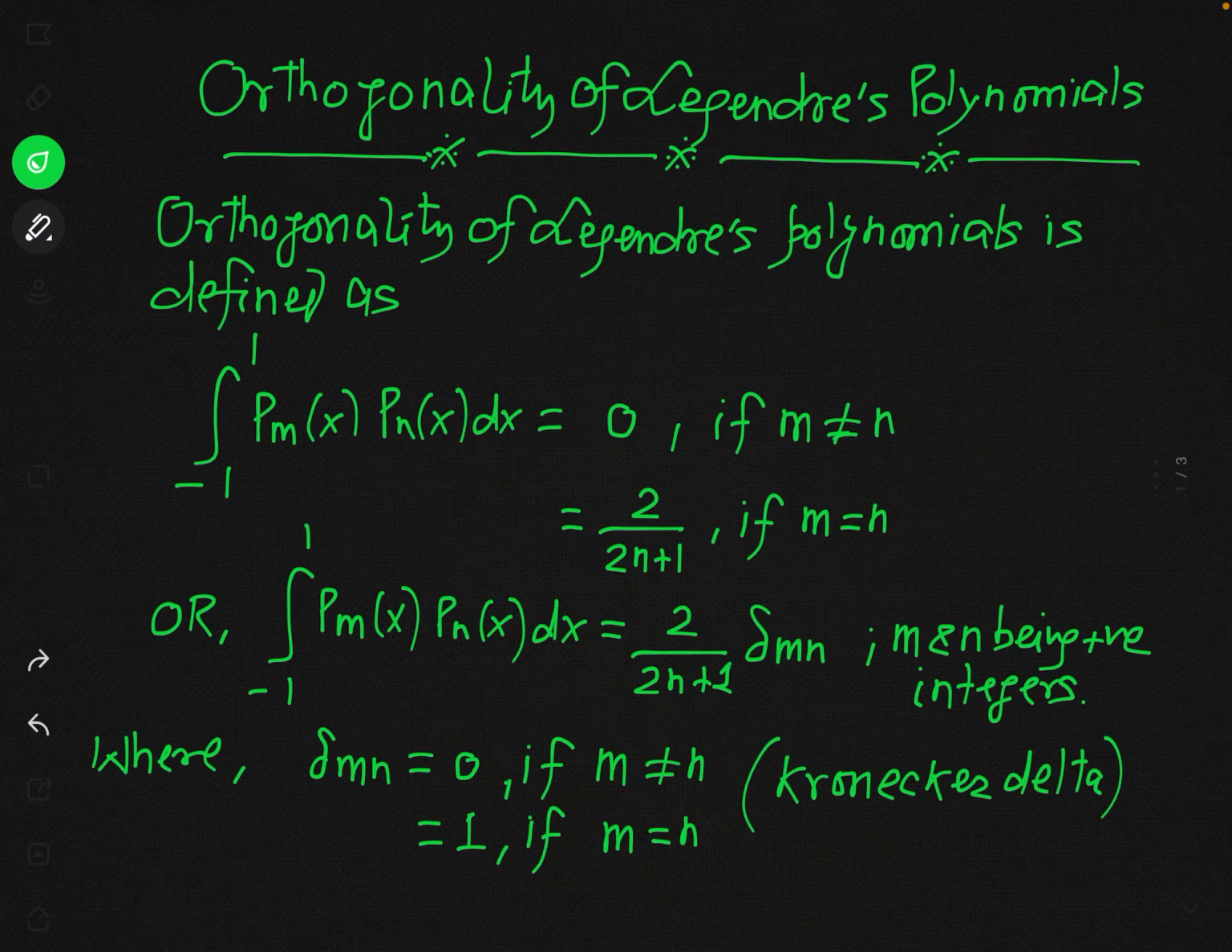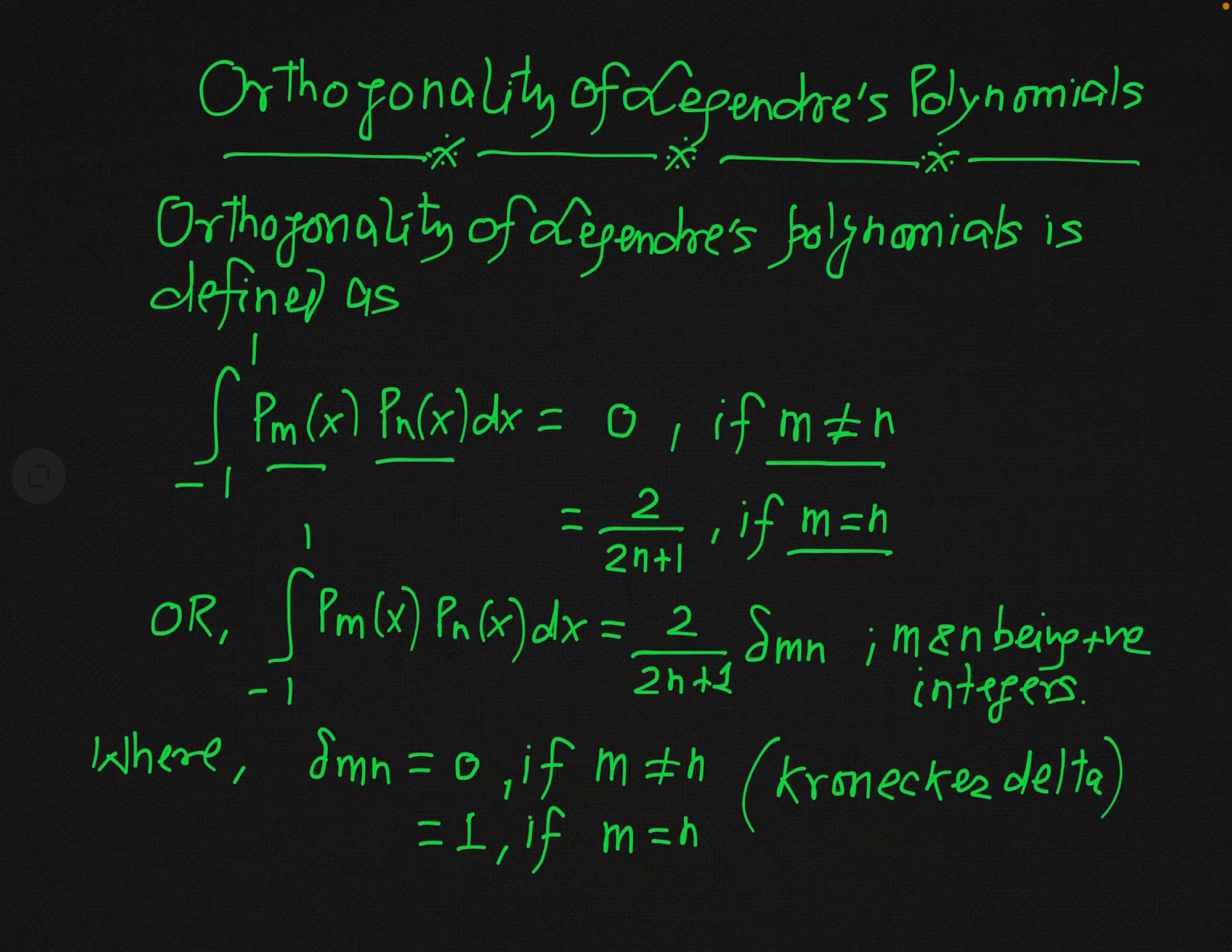So see here, I have mentioned this orthogonality of Legendre's polynomial. In fact, orthogonality of Legendre's polynomials is defined in this way, that is, the integral from -1 to +1 of Pm of x into Pn of x is equal to 0 when m is not equal to n, but it will be equal to 2 over 2n plus 1 if m is equal to n.